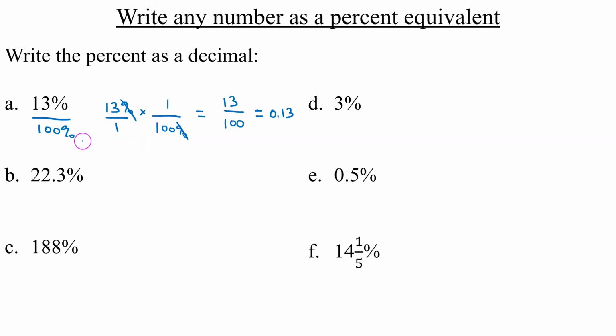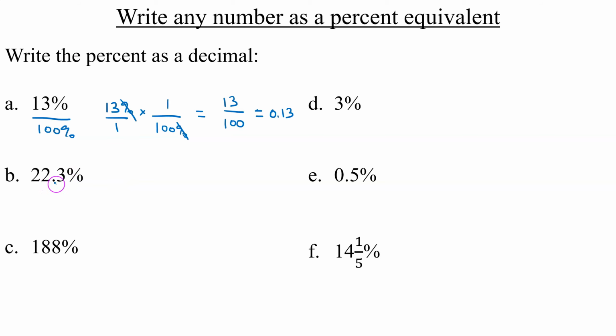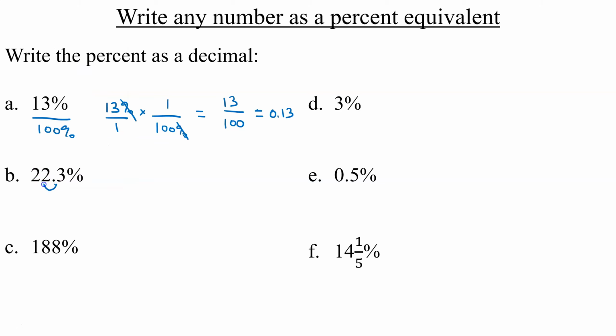Now a quicker way to do this is by moving our decimal place. When we were going into percentage form, we moved our decimal 2 to the right. When we're in percentage form, we're not multiplying by 100 now, we're dividing by 100. So we can move our decimal place 2 to the left. 1, 2. So 22.3% is 0.223 in decimal form.